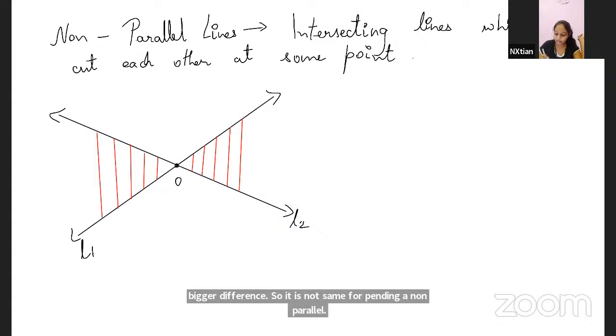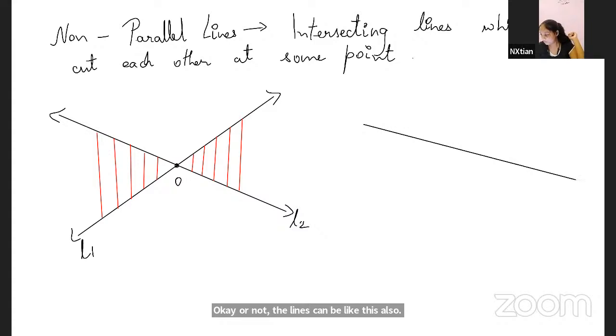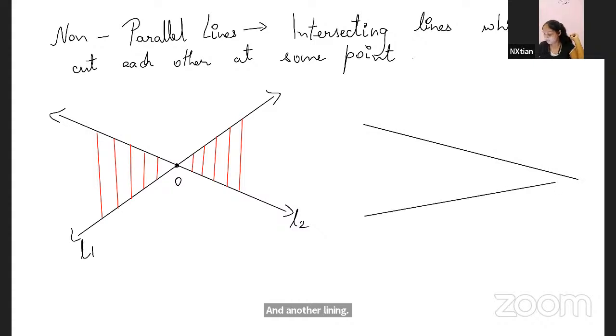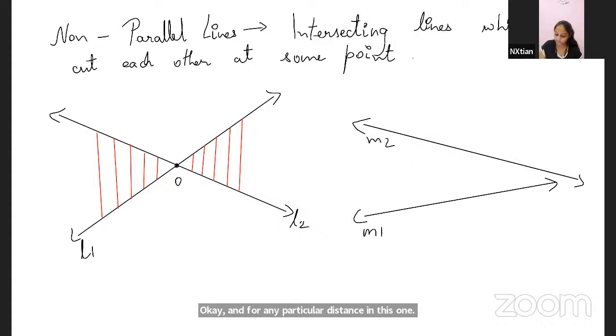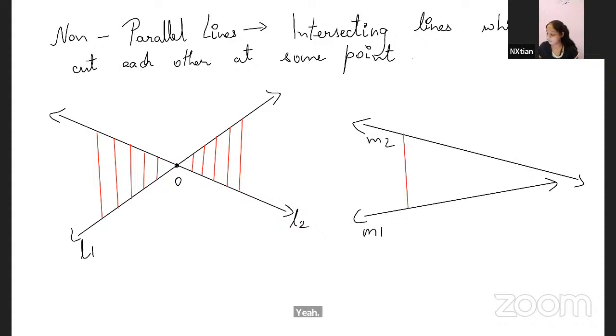Non-parallel lines can be like this also. You have one line here and another line here. They are not cutting each other right now, but if you extend them, they will cut each other. So they are also non-parallel lines. You can name them M1 and M2. The perpendicular distance in this one is not the same. Here it is more, and if it will cut here, it will become lesser. So these are non-parallel lines.